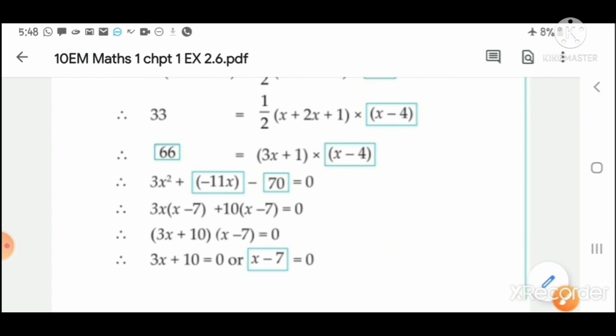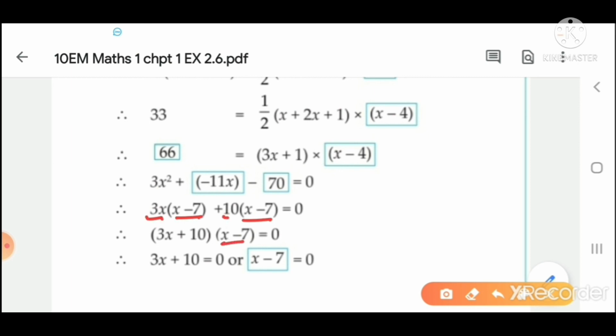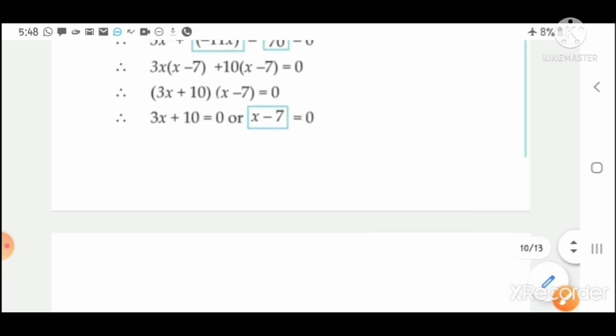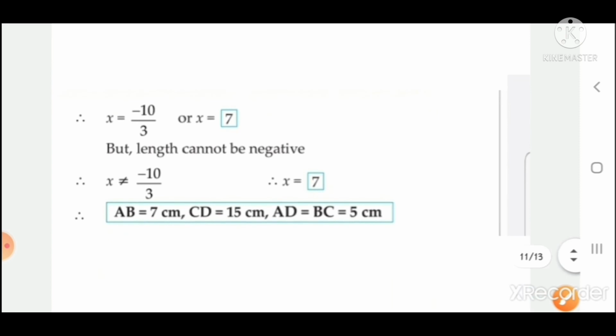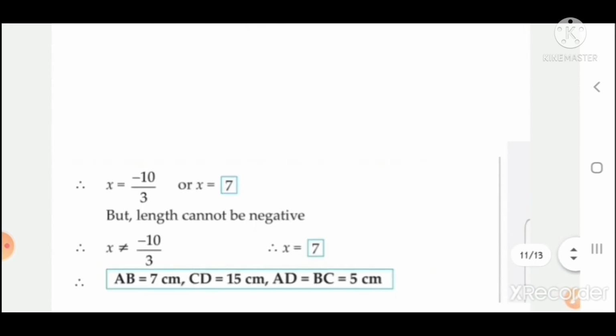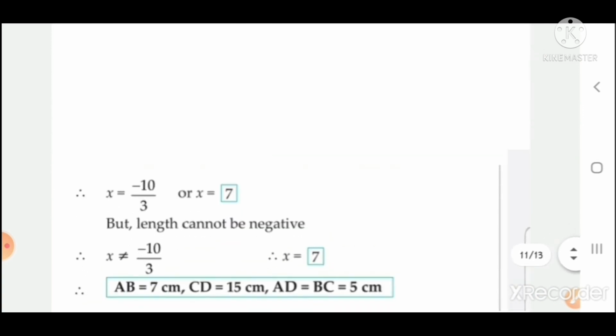Is it clear with this? So once you got this common term, what is the next step? x minus 7, x minus 7 two times, write one time, then write 3x and 10 in one bracket. So 3x plus 10 equal to 0 and x minus 7 equal to 0. So 3x plus 10 is there, so it can be written as x is equal to minus 10 upon 3, right? And x minus 7 equal to 0, so x is equal to plus 7.